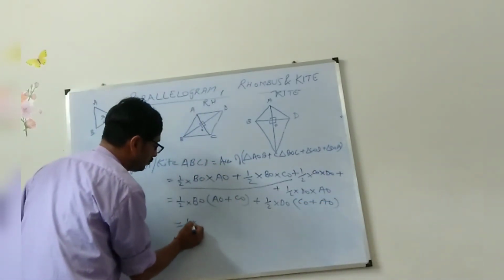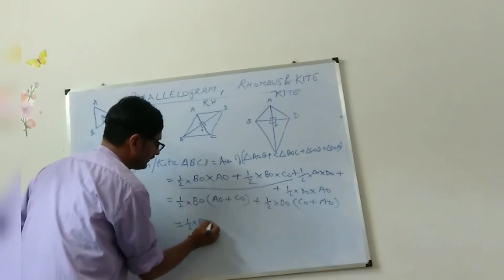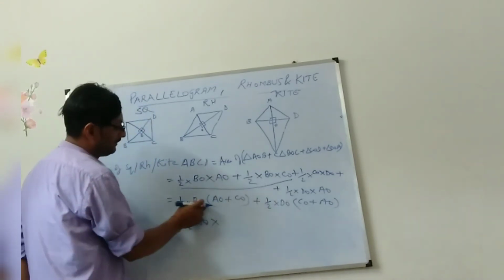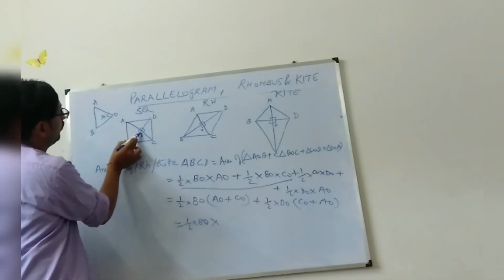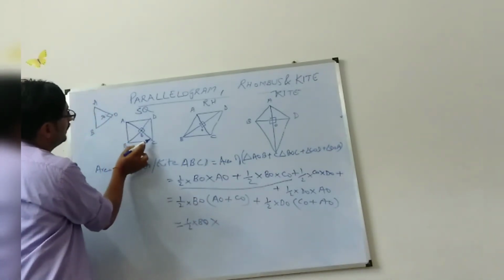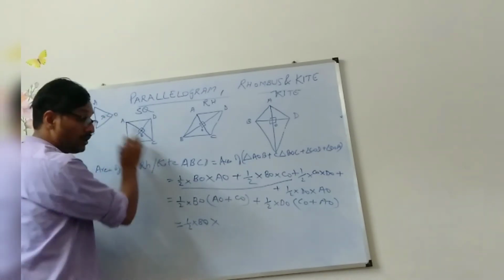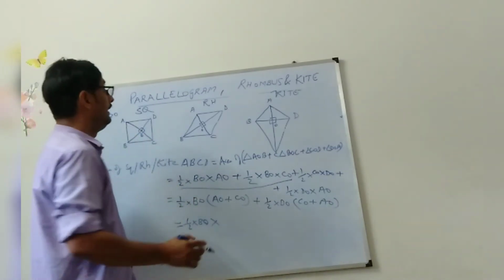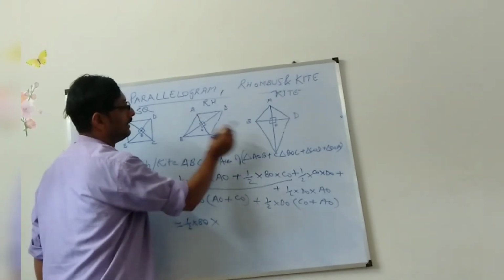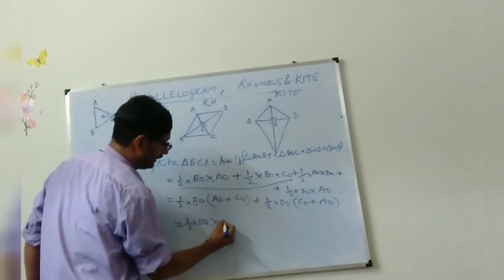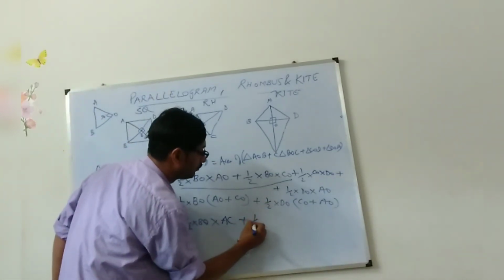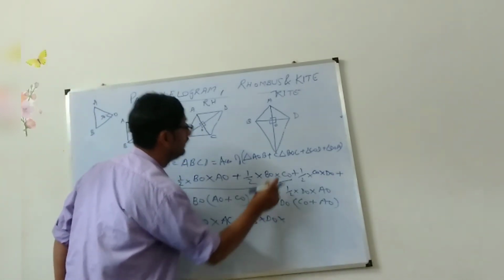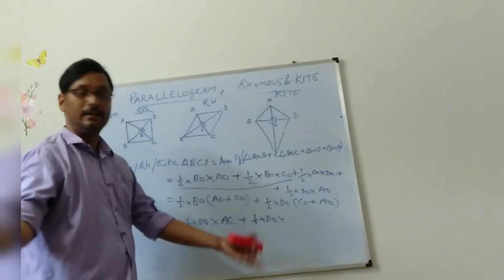So half into BO, and now look at this. What is the relation between them? Multiply AO and CO. If you are joining this AO and CO, what are you finding? You are finding AC. Half into DO, AO and CO. What are you finding? AC.